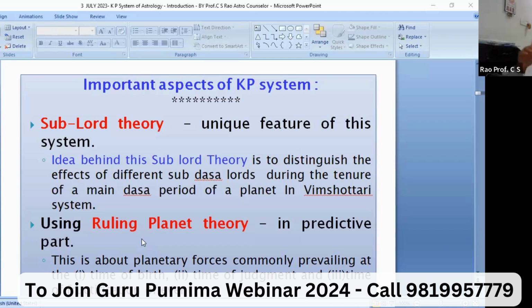Vimsottari Dasha period is a total of 120 years. Ketu period is 7 years. Like that, the sub duration will come in the next slides also. So sublord, what is the lord of that sub again? We'll also come to that in the next slides. So sublord theory is the unique feature of this KP system here.